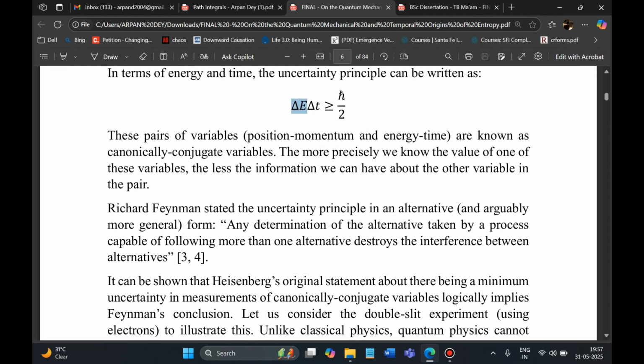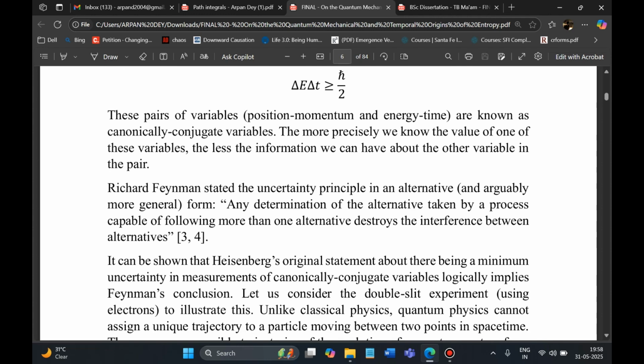There is also an alternate uncertainty relation between energy and time. Basically, these are all canonically conjugate variables. Like in Fourier transform, we have seen that time and frequency are canonically conjugate. They are Fourier transforms of one another. And frequency is basically energy. In quantum mechanics, energy is just frequency multiplied by a constant. So they are just positively correlated. And that constant is Planck's constant, E equals h nu, right?